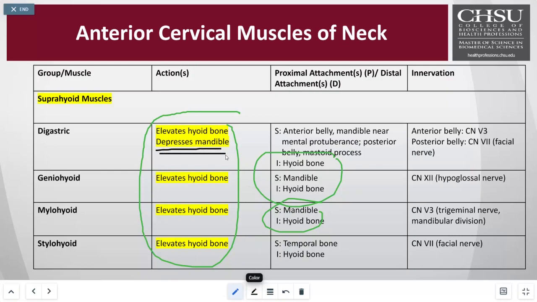The geniohyoid, which is the deeper one of the 4 set, elevates your hyoid. The mylohyoid elevates your hyoid, and your stylohyoid elevates your hyoid.